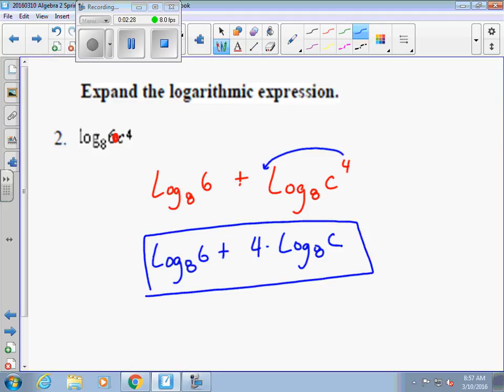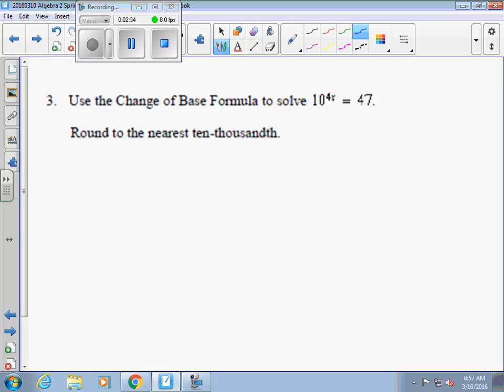And again, that's just the opposite of what we did for number 1. We condensed it or put it together. For number 2, we made it longer.